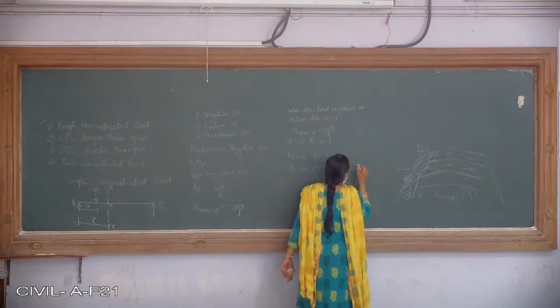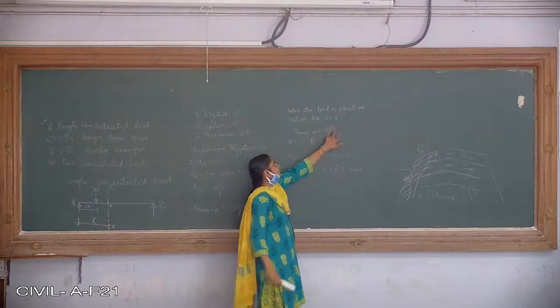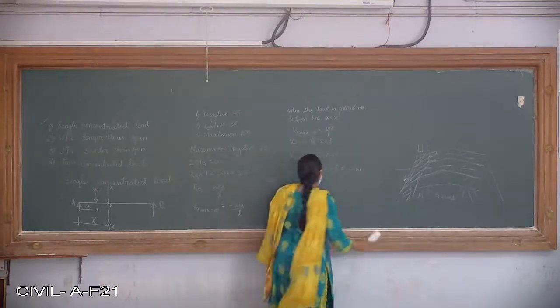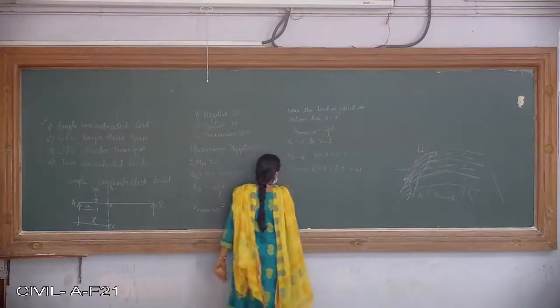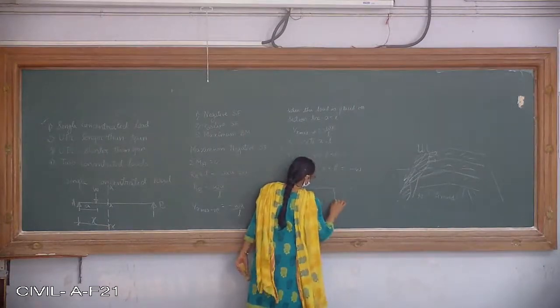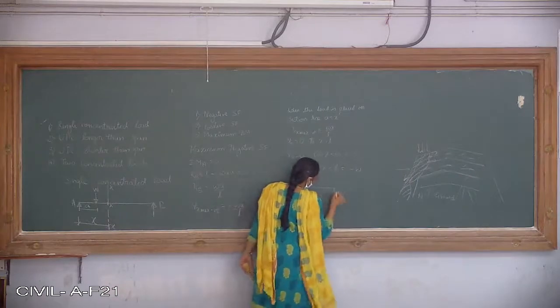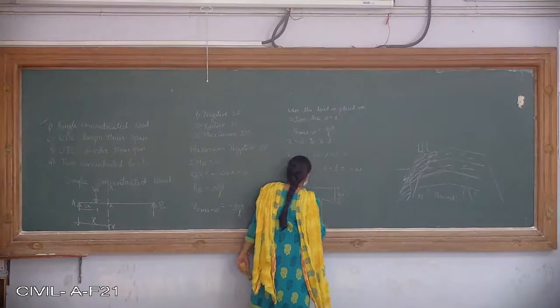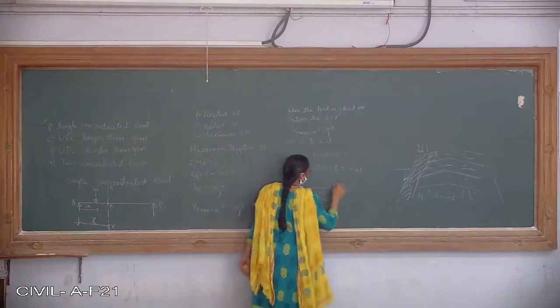Minus W, X is equal to L, L upon L will get cancelled, so I remain with W, so minus W. Therefore, my negative shear force diagram is going to be like this. This is minus and this magnitude is W. This is my A and this is my B.